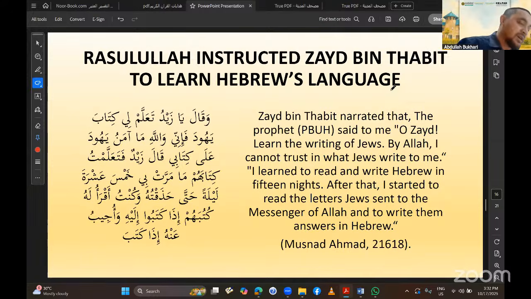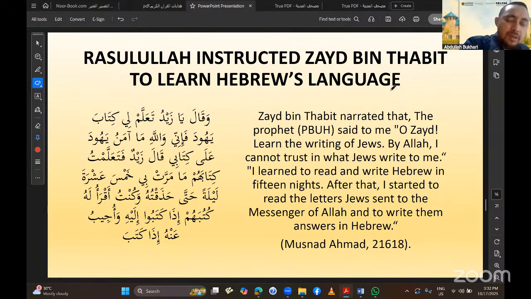And then even the importance of learning language is very religious actually. The importance of learning different language is very religious. It's a tools of da'wah. Okay, this is a very interesting story about Zaid bin Thabit.